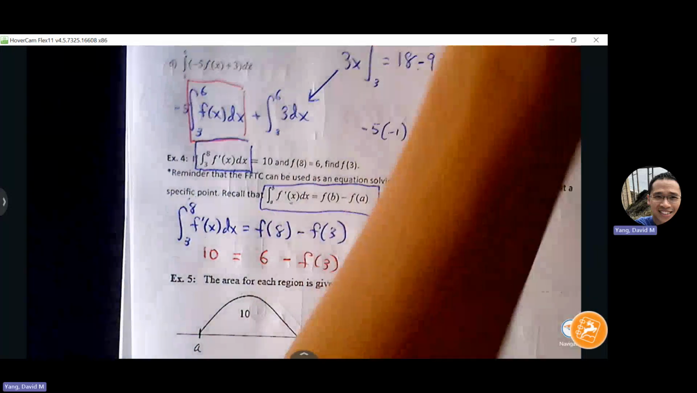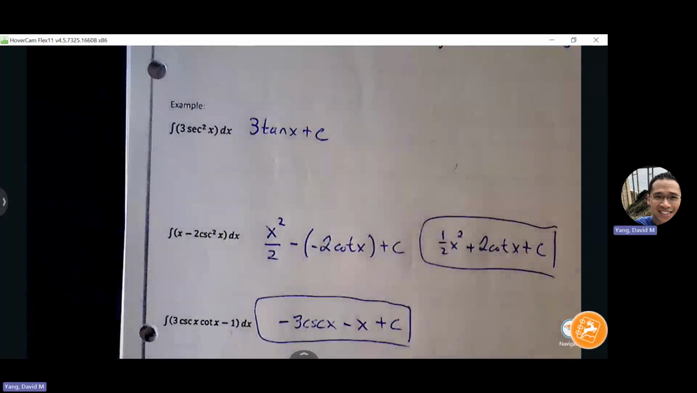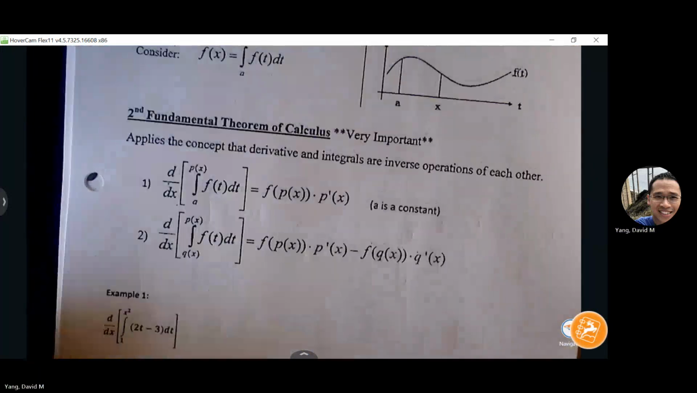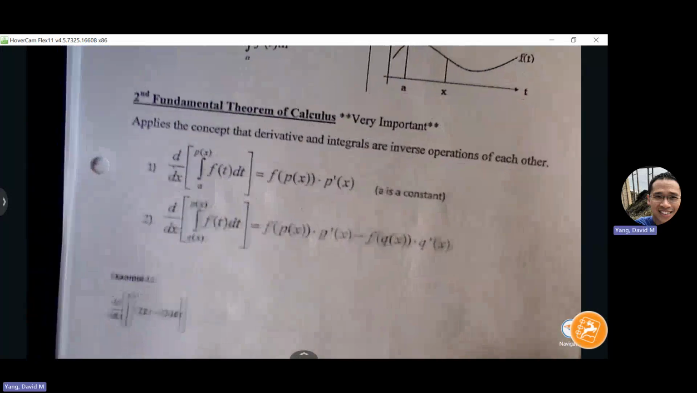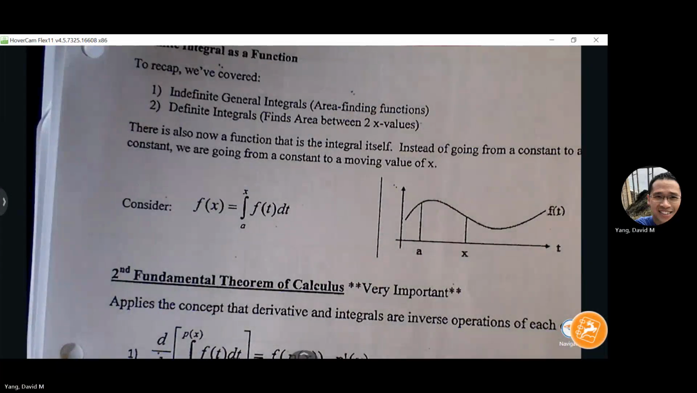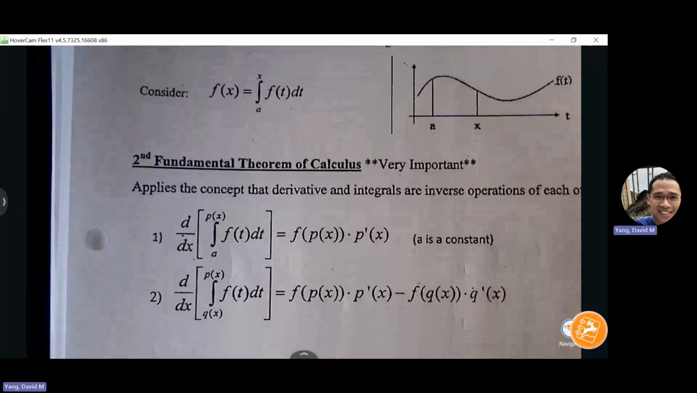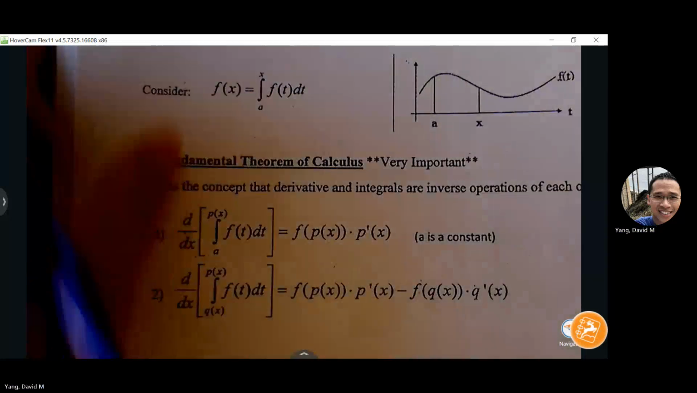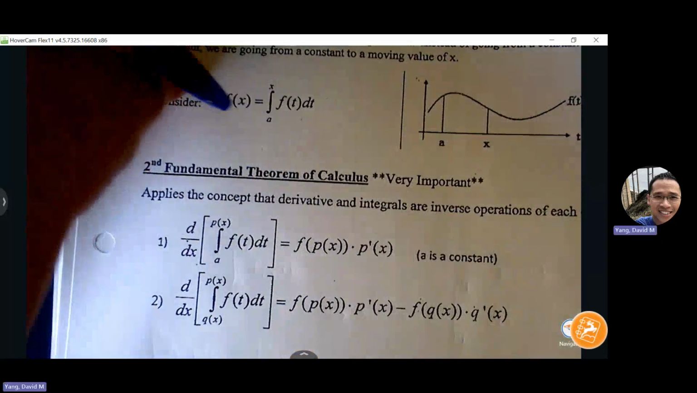Okay, I've got to try to squeeze in the second theorem before the bell rings. So if you guys can turn to the next page, 6.3b. Okay, the second theorem is a shortcut of derivatives and integrals.